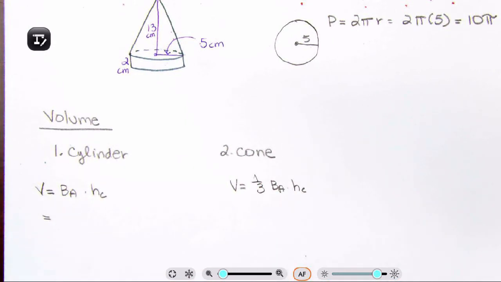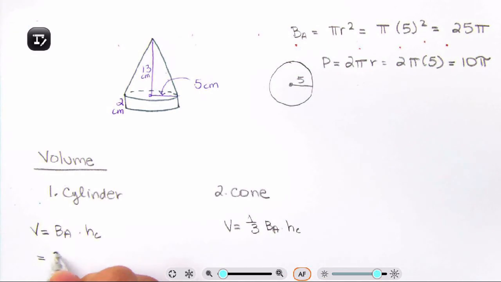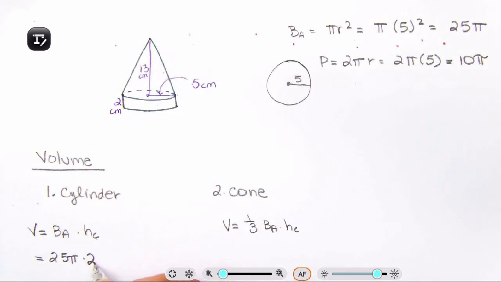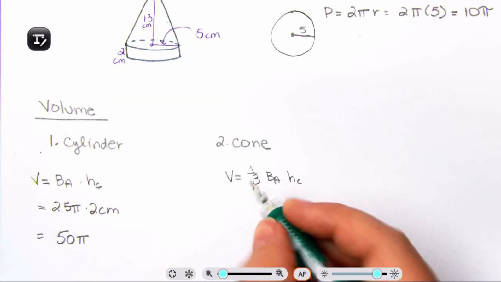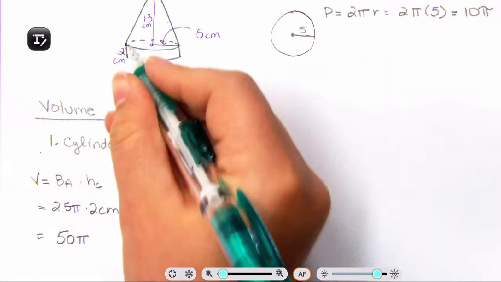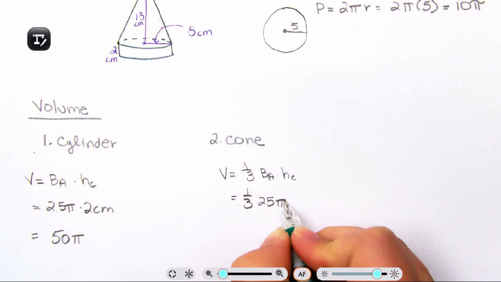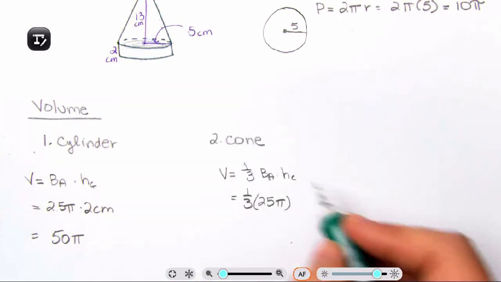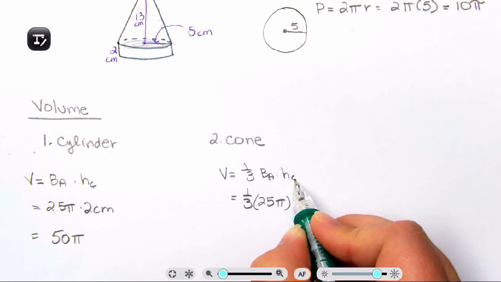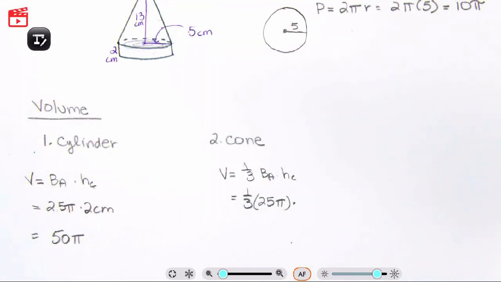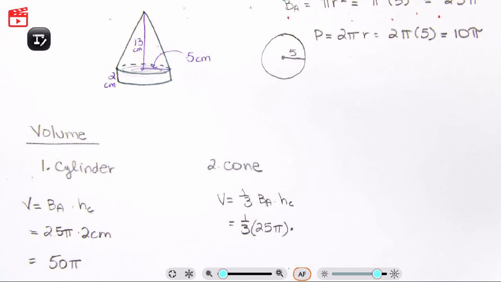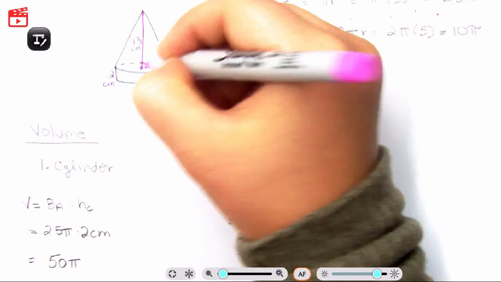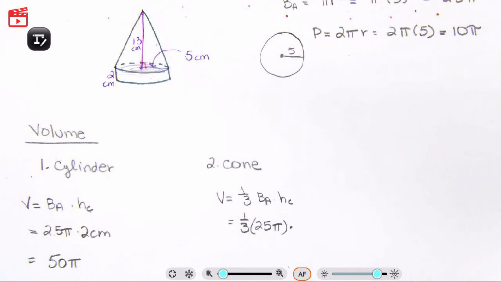Plug and chug. We already know what the base area is. We solved that already, which is 25 pi. The height of your cylinder is 2 centimeters. 2 times 25 is 50, so I have 50 pi as my volume for my cylinder. Now let's work on the cone. The area of the base, again, is the same thing, 25 pi, because they share this circle here. And then we have the height of your cone. The height of your cone, again, has to be perpendicular to the base. If it is not perpendicular to the base, you don't have a height. You have something else. So here we have a height of 13.